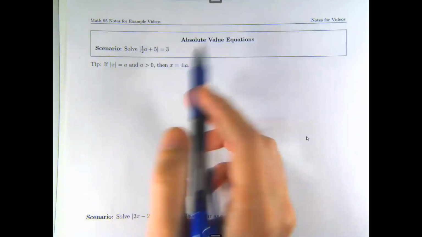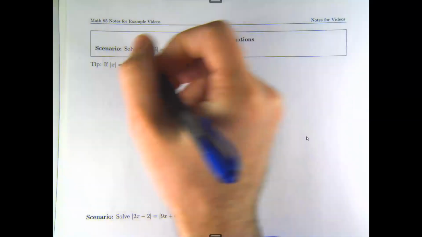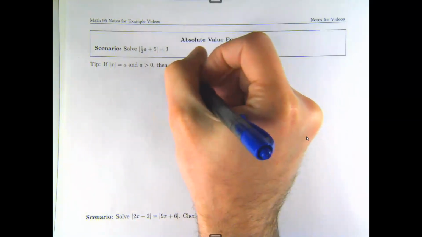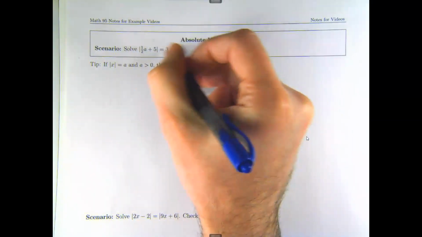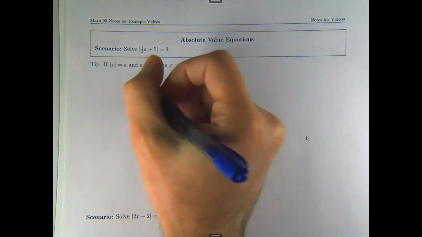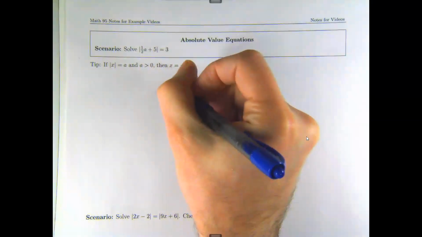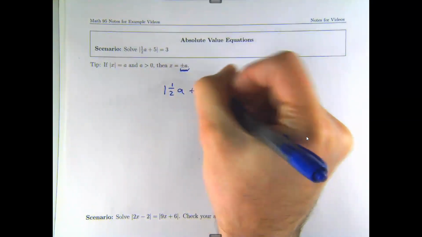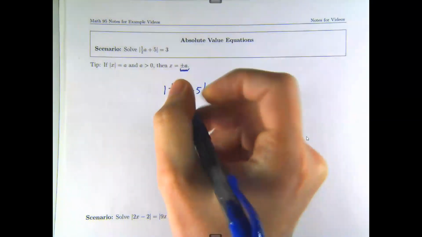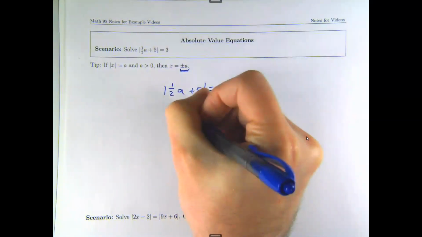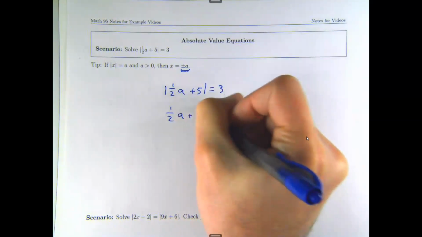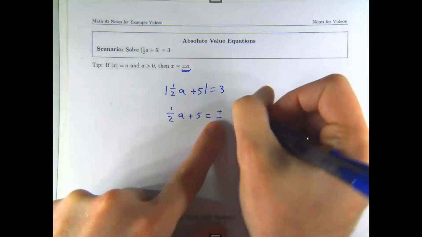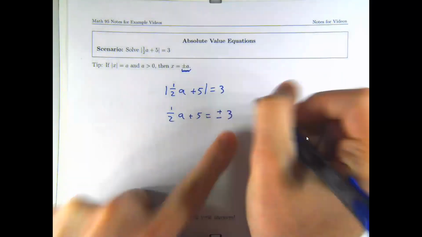So the absolute value sort of ignores that sign, and it tells me technically how far away the inside is from 0. So when I'm solving, what I do is I take the inside, whatever that is, and I set it equal to plus or minus the value on the other side. So I've got the absolute value of 1/2 a plus 5 is equal to 3. And this is going to tell me that 1/2 a plus 5 is equal to, I take away the absolute value symbol, I make it a plus or minus of the number on the other side.